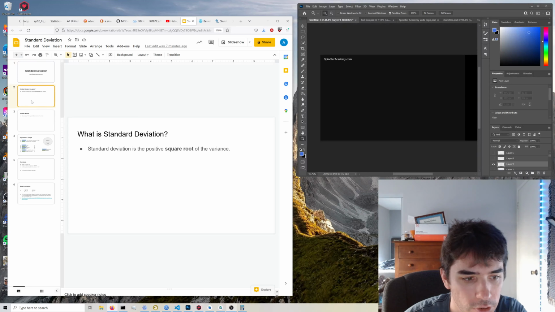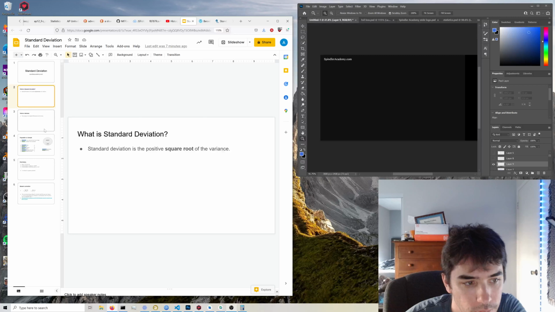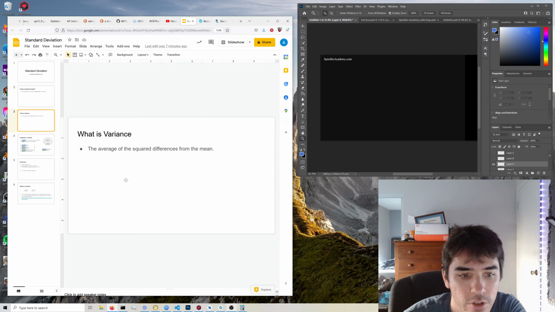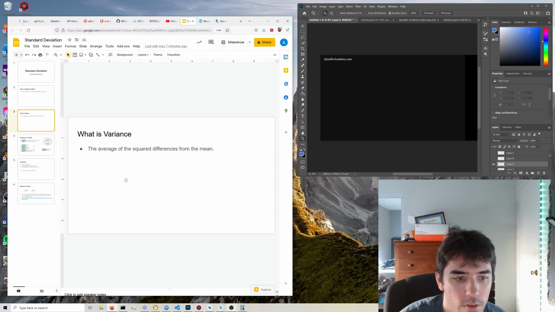What is standard deviation? Standard deviation is defined as the square root of the variance. And that begs the question of what is the variance? So the variance is defined as the average of the squared differences from the mean. So we know what the average is, we know what the mean is, we know it's mu, at least that's what I said in the last video, and we know what squared differences means.